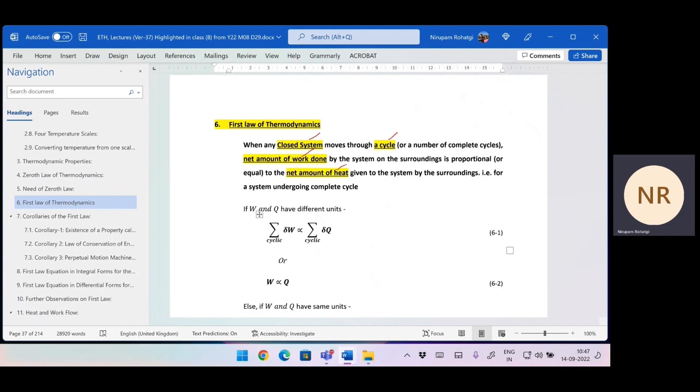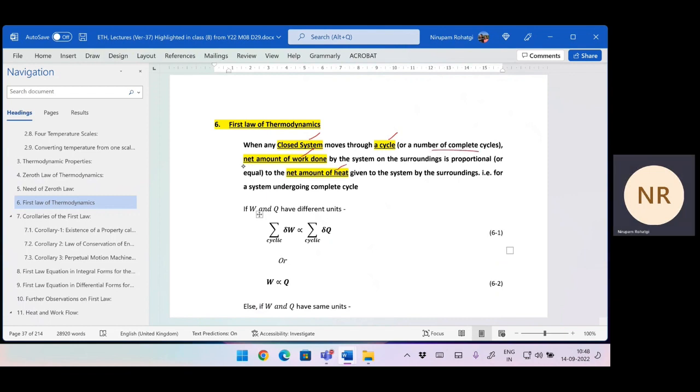And to begin with, we are assuming that it is moving in a cycle or integral number of cycles. What does that mean? The system comes back to its original position. Now, does that mean the law does not apply when a system moves from state 1 to state 2? No, it applies. Okay. Even when the system is moving from state 1 to state 2, the first law is applied. But in the statement, in the definition, we begin with a cycle or a number of complete cycles.